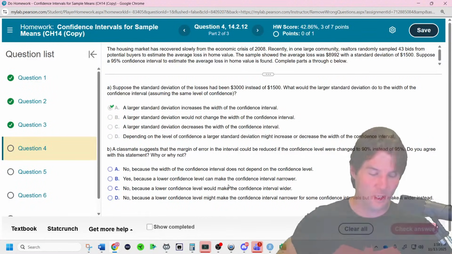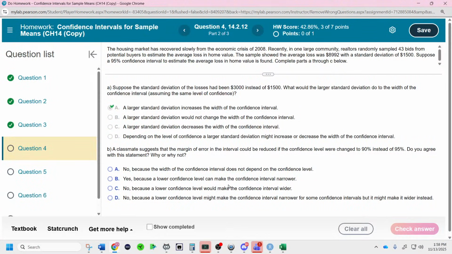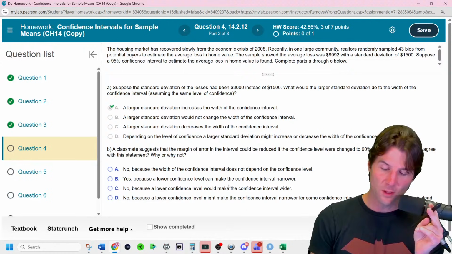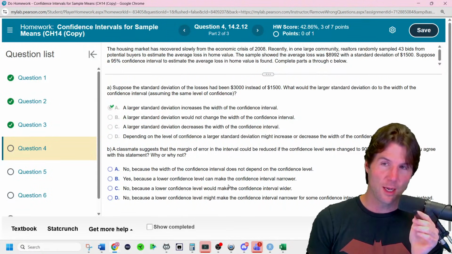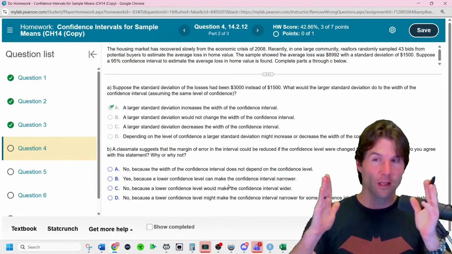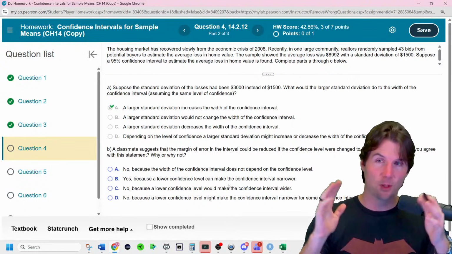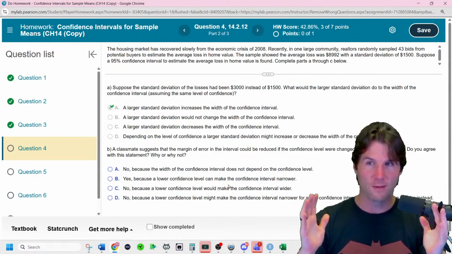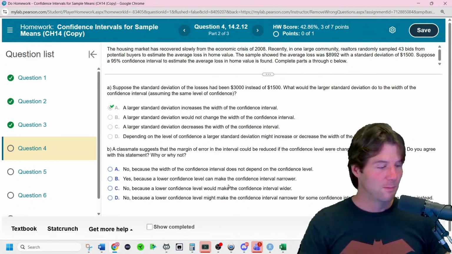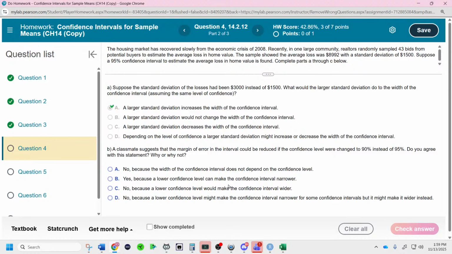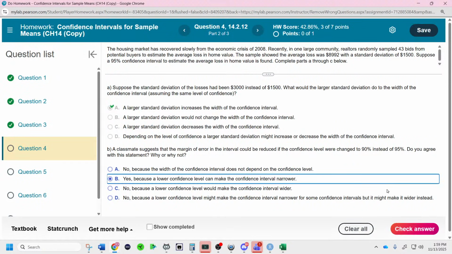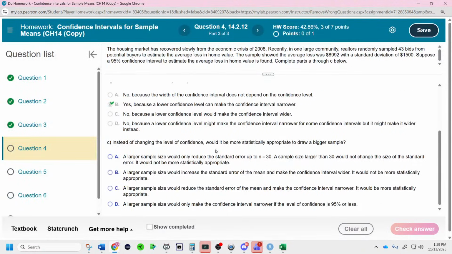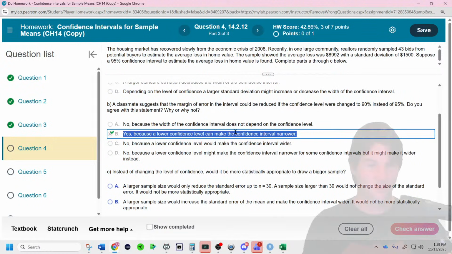A classmate suggests that we reduce the confidence level to 90 instead of 95. Do I need to agree with them? They say the margin of error in the interval could be reduced if you changed from 95 to 90. Because it goes 68, 95, 99.7, if you go from 95 to 90, are they right? I would say yes, because if you go to less confident, it's because 68, 95.